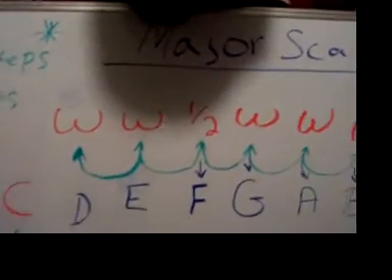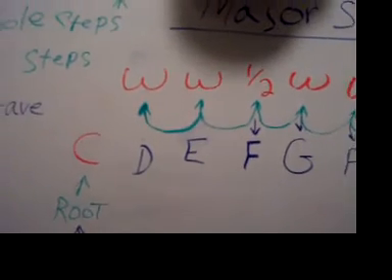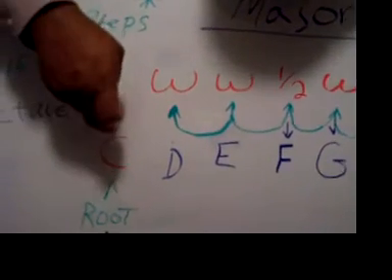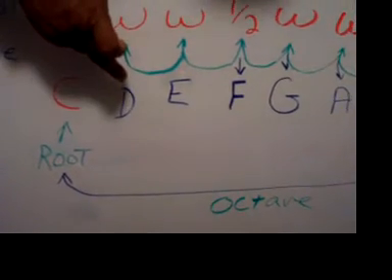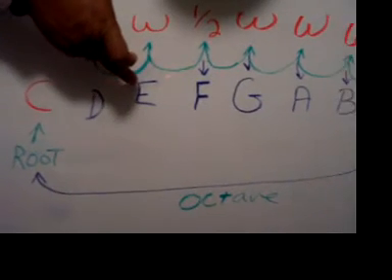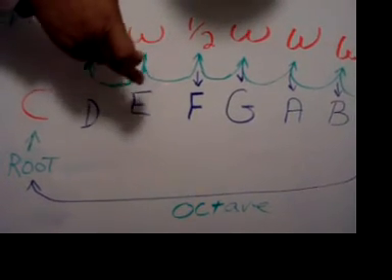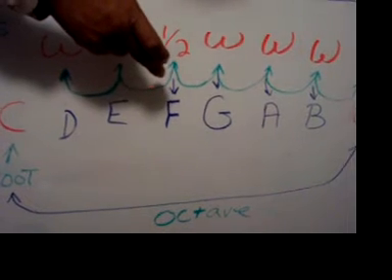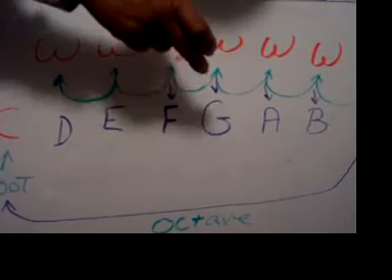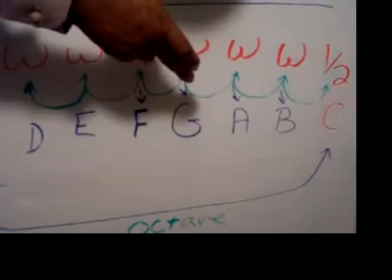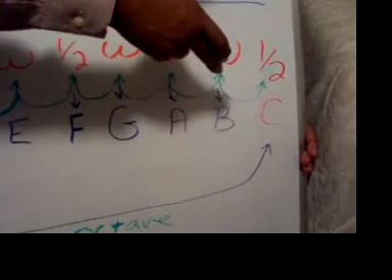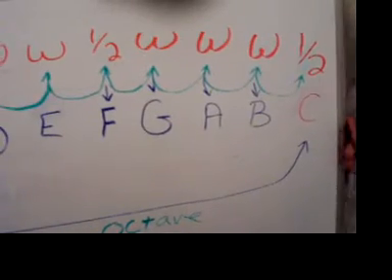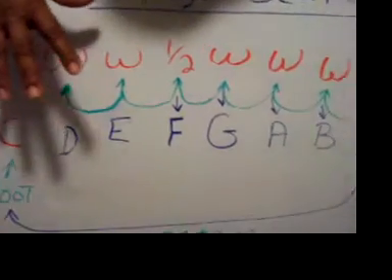Now, the C major scale would be, as you see, the root, which would be C, and then you would go a whole step to D, then you will go another whole step to E, and then from E to F is a half step, and you will see that on the keyboard. And then we would go a whole step to G, whole step to A, whole step to B, and then we end up back on C, which means there are 8 notes within the scale.